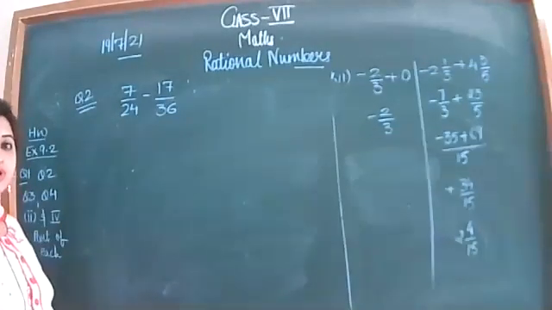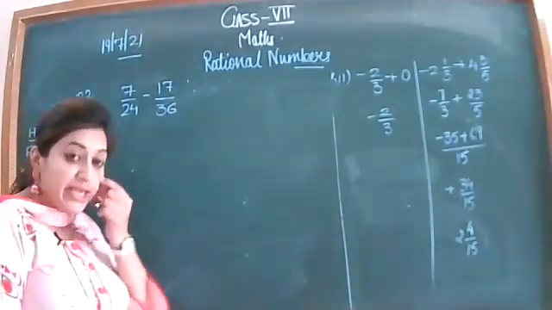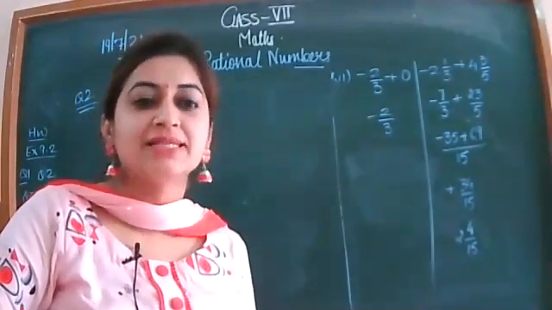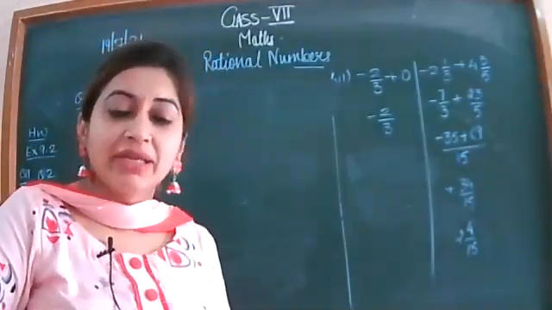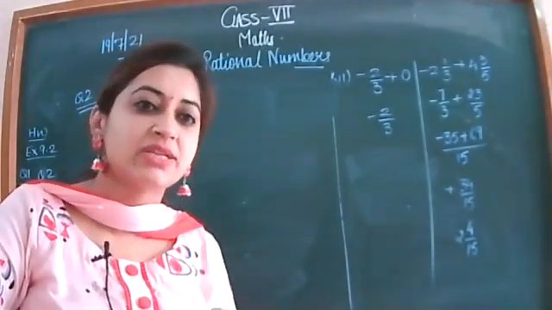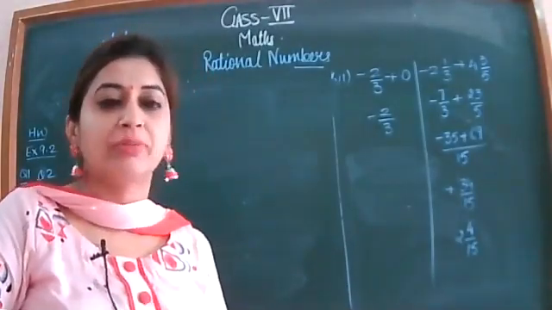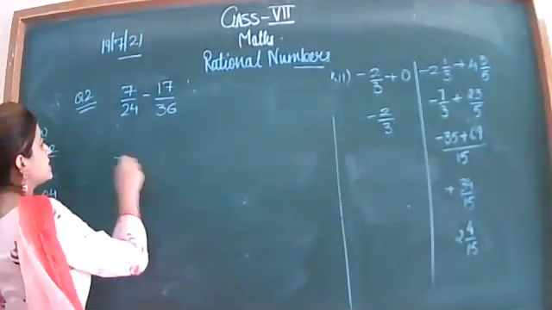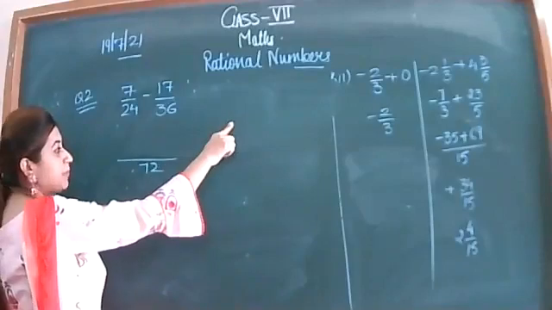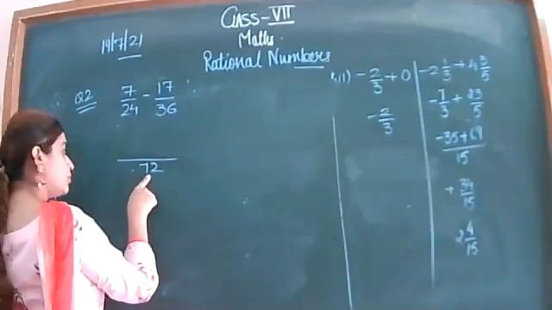For subtraction, listen to one thing. In case of addition and subtraction, you always have to take LCM. LCM is compulsory. But in case of multiplication and division, you need not take LCM. You will just directly cancel out the terms. In this case, the LCM of these two terms must be 72. You can check it by dividing, but LCM is 72.